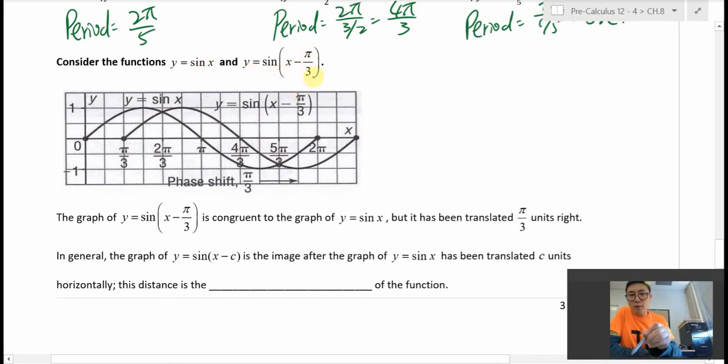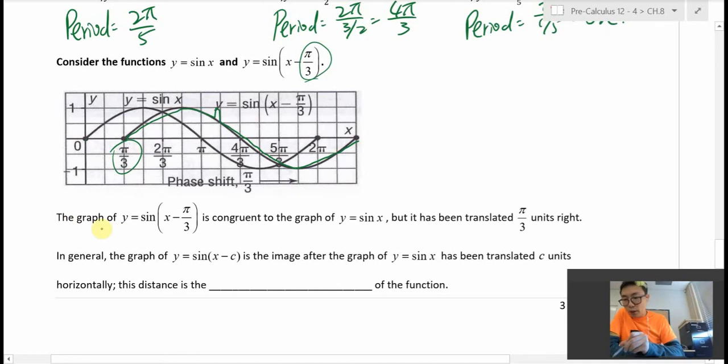You can see here's the value of c right there, right? In the transformation unit, that was the value of c. So we are actually moving pi over 3 to the right. You can see the second graph here, this is y equals sine of x minus pi over 3. It's being shifted from here to here. So you can see the horizontal shift is pi over 3, a horizontal translation.